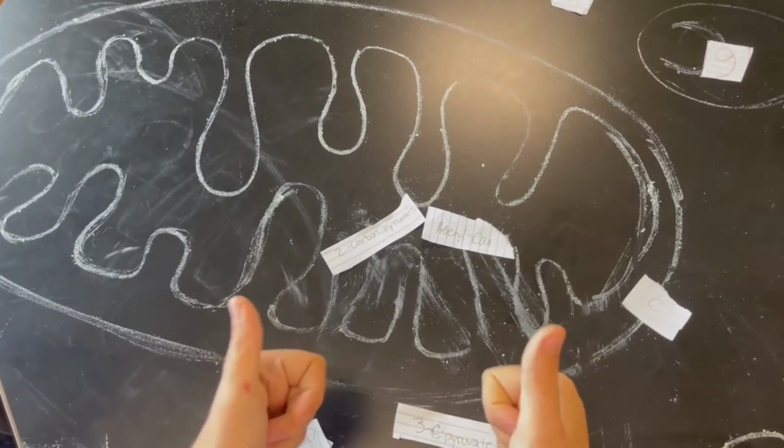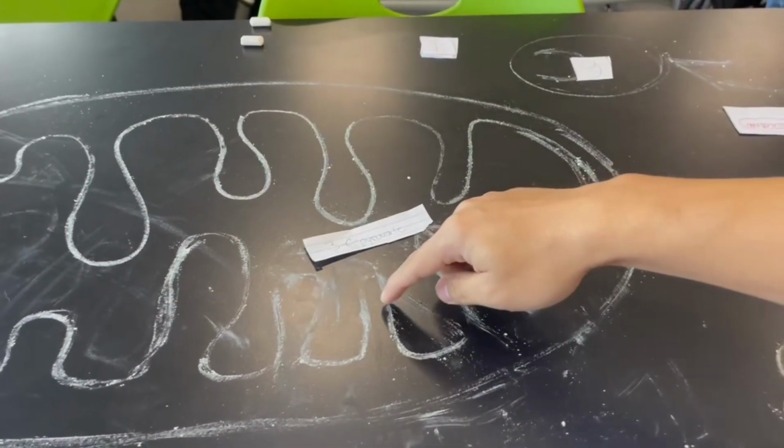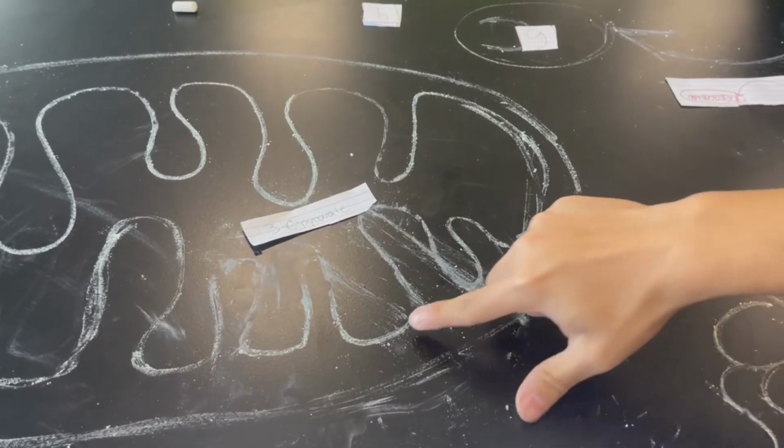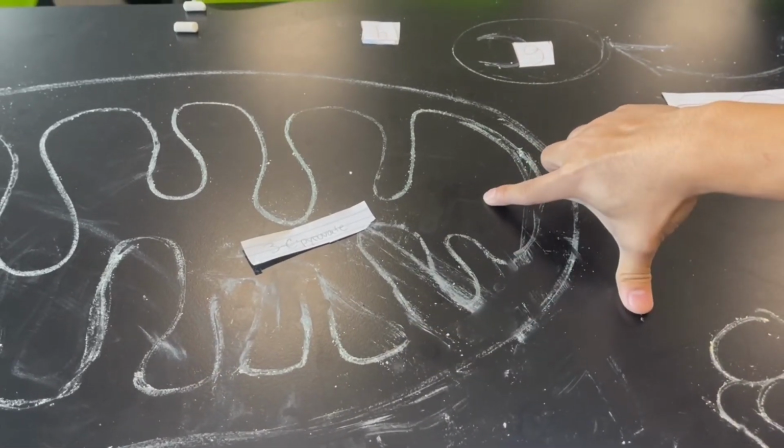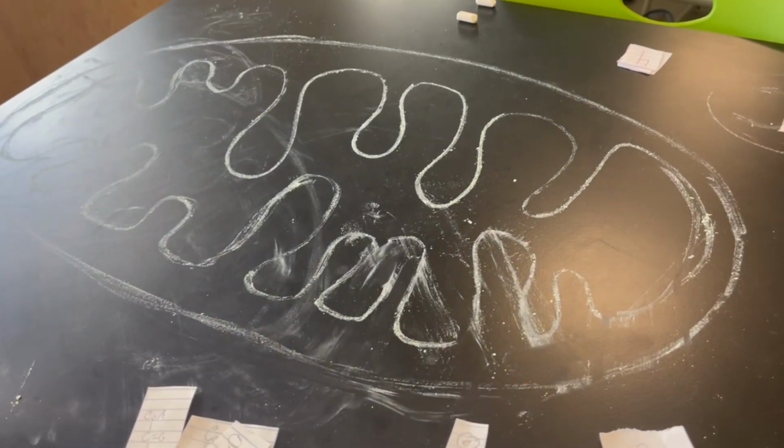This is the link reaction. This is the cristae, this is the outer membrane, this is the inner membrane, and this is the matrix where the link reaction happens. Let's start right after glycolysis.